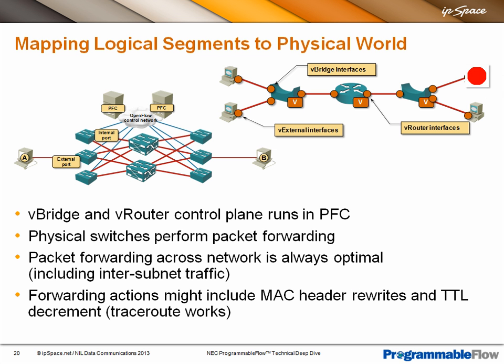So even though the virtual network looks like this, actually the whole functionality of a bridge, a router, and another bridge is implemented on the edge switch and downloaded from PFC as flow entries into this edge switch. So the packet forwarding across the network is always optimal. If you have two devices connected to the same physical switch, and even though they are in two different layer 3 segments, the packets will always flow optimally. And because TTL decrement is implemented, even traceroute works across virtual routers, even though virtual routers don't exist anywhere.